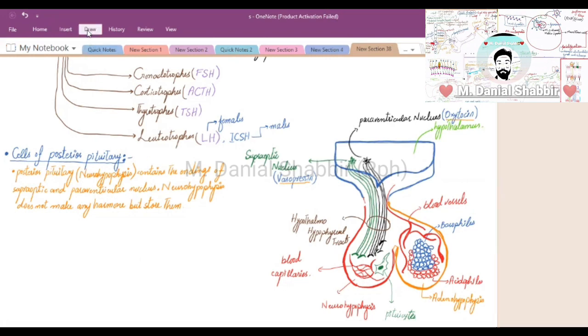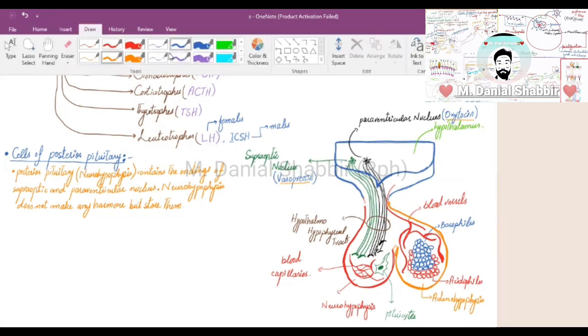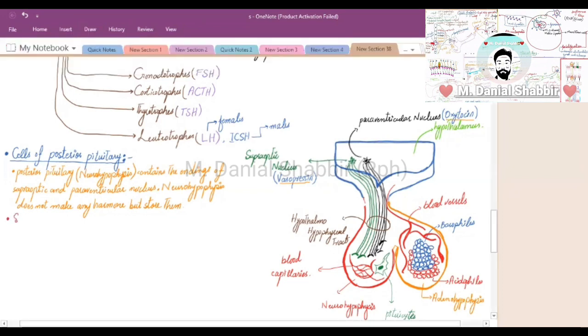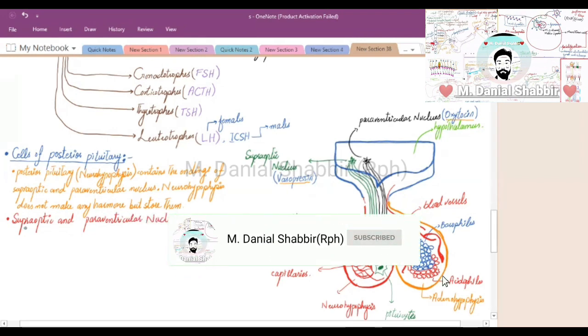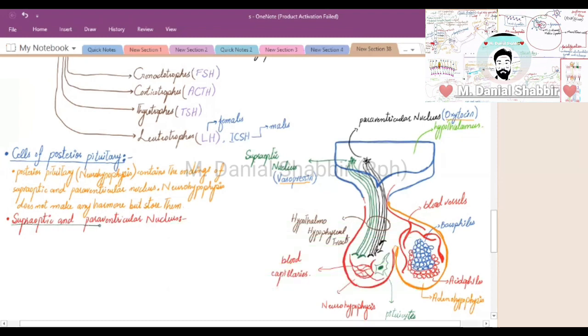Now come towards the supraoptic and paraventricular nucleus. Supraoptic and paraventricular nucleus.